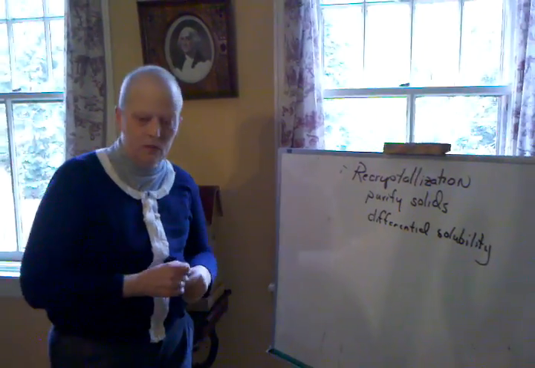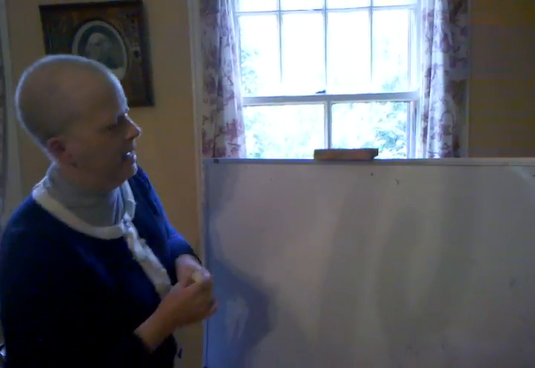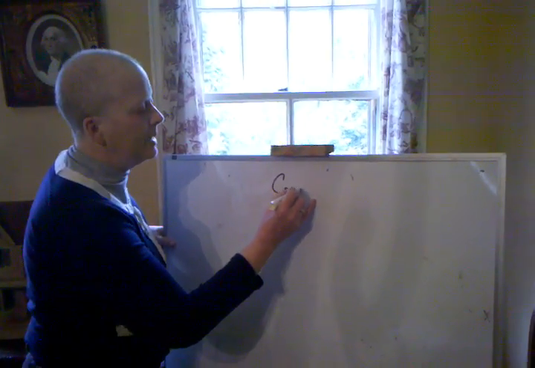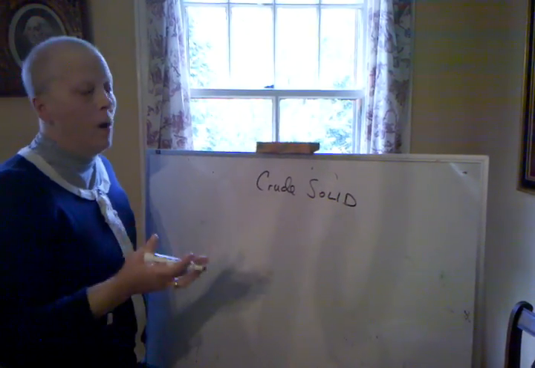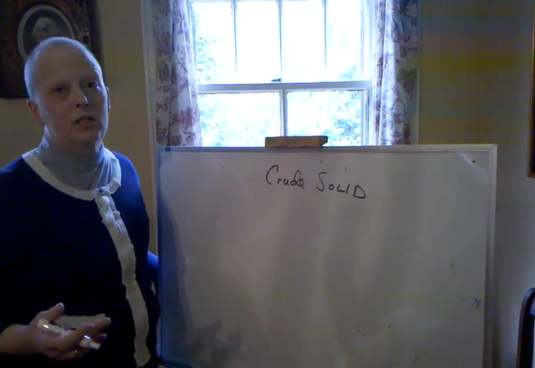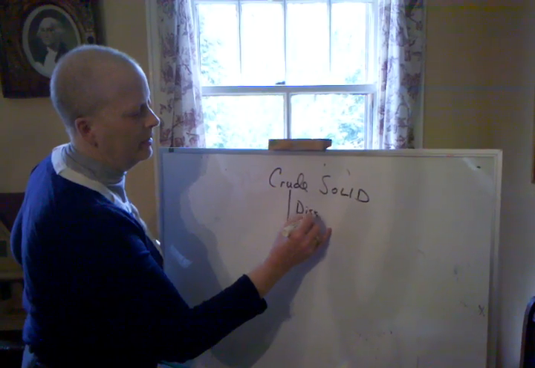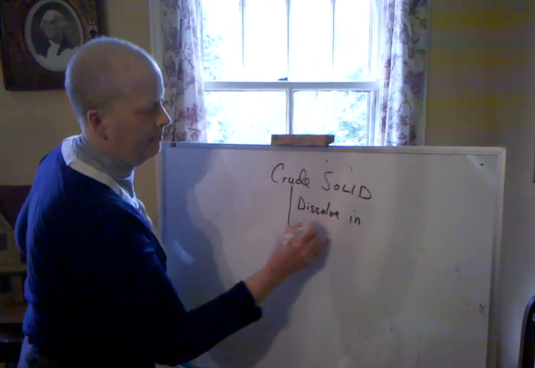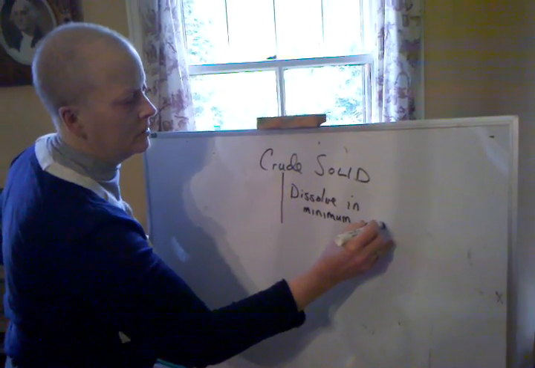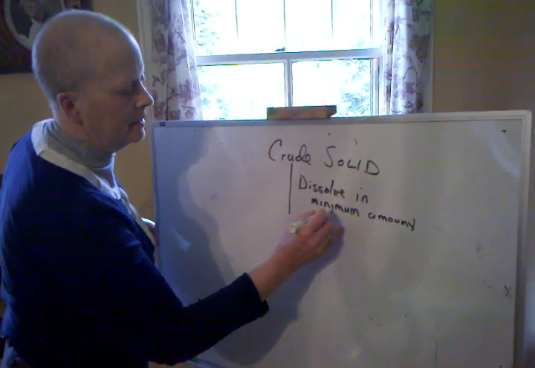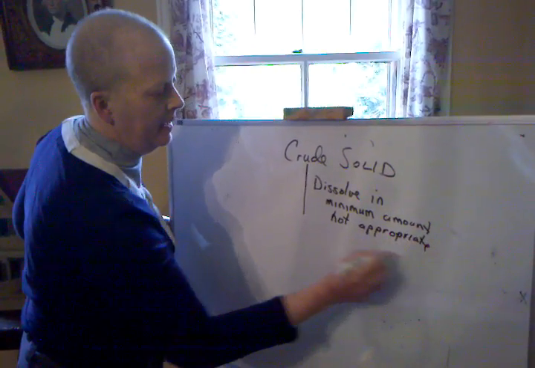Okay? So let's just talk a little bit about the general process. So let's say I have a crude solid. I have some crude solid. I might not even know what contaminants are in there. I might just have guesses based on the reaction that I've done. What would I do? I would dissolve the compound in the minimum amount of a hot, appropriate, and I'm going to say appropriate here, and you'll see what I mean by that, solvent.